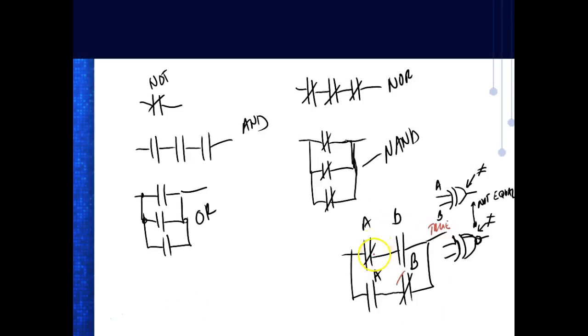So if A and B are equal, that means this right here would open, this would close, this right here would open, this would close. So we get a false. So we get a true if they're not equal. We get a high, we'd say true, we'll call this a high. We get a high if they're not equal, and we get a low if they are equal. That would be an expensive one.